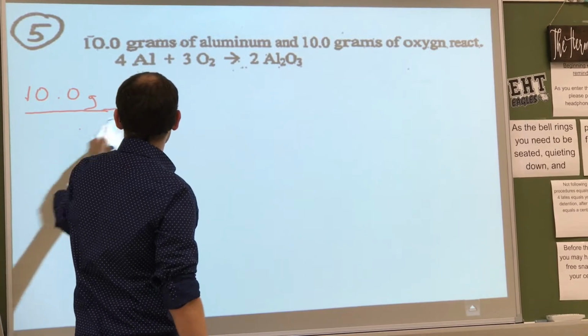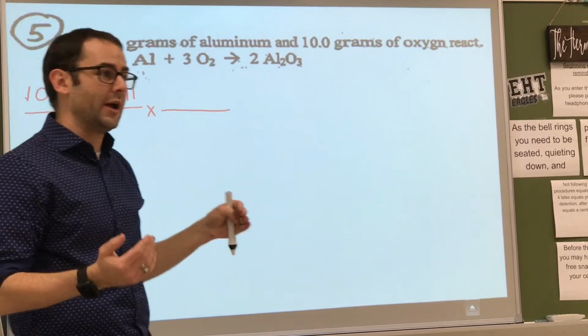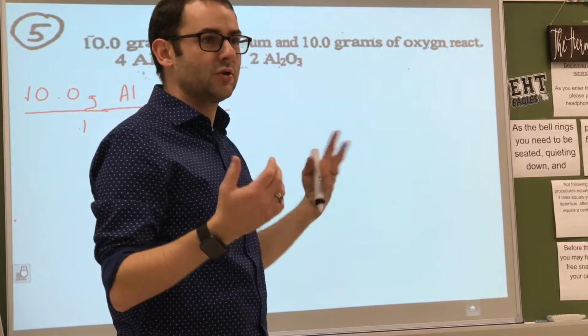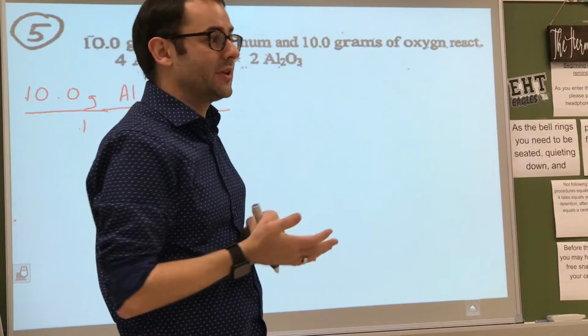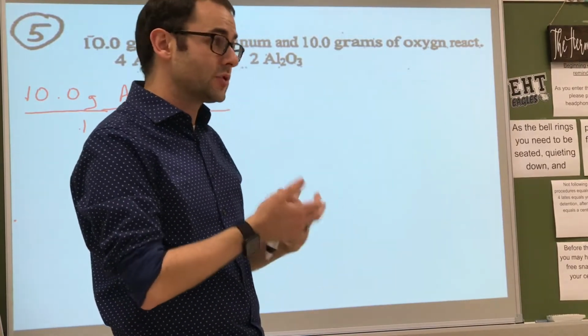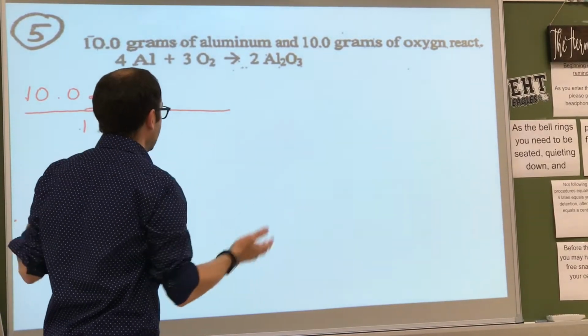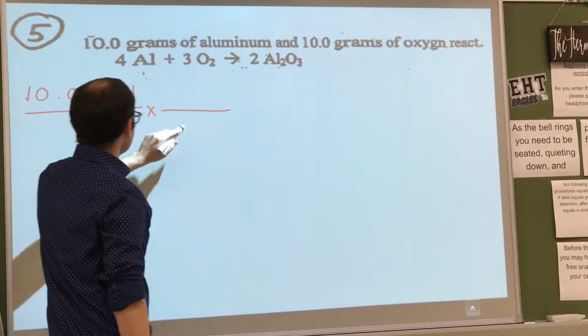Now, here's an interesting problem, too, because they're giving you 10 grams of each of them, right? So right off the bat, you can't just assume, oh, maybe the smaller number is the one that's going to run out first. You should never just assume that. And in this problem, we can't because they're both the same. So let's go through this.